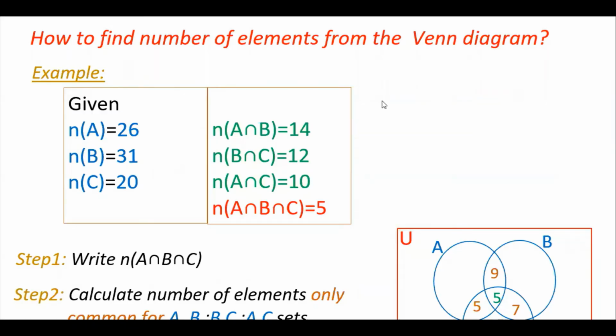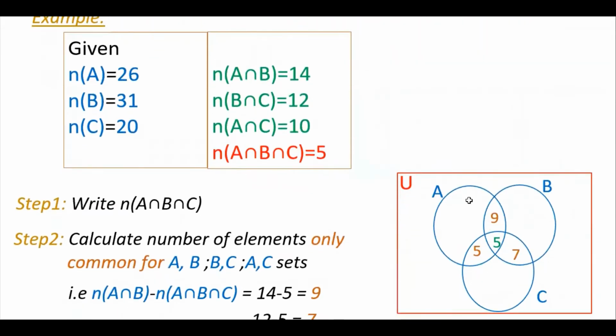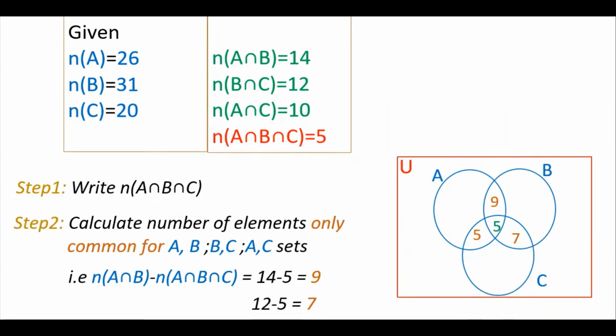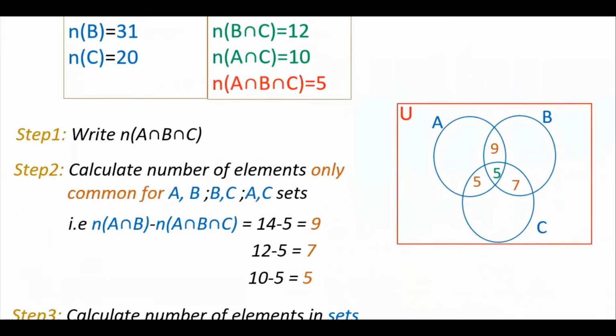Now I am going to tell how to find the number of elements from the Venn diagram. For example, here given values are N of A is equal to 26. That means N of A is the full circle. And N of B, these are the given values. N of A intersection B means this one, full, 9 plus 5. And these values are given here. And we have to find N of A union B union C by using this Venn diagram like this. First write this value. Here, this value is N of A intersection B intersection C is equal to 5. So write this value here.